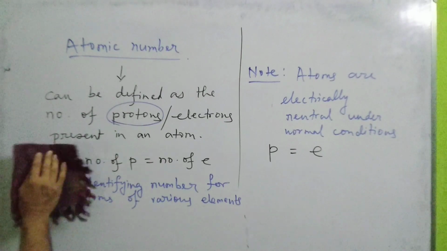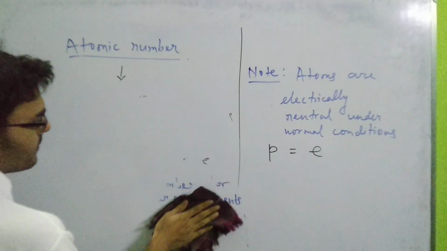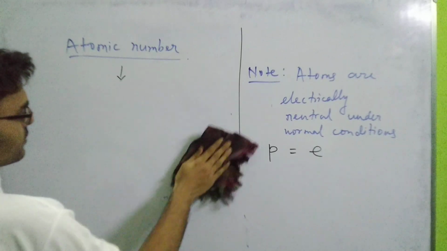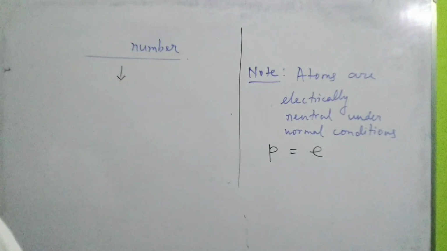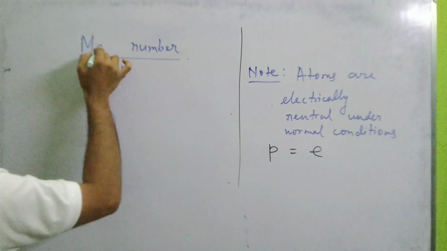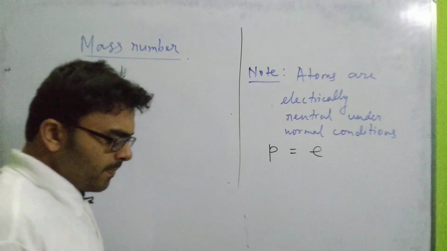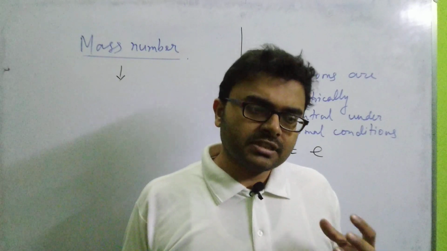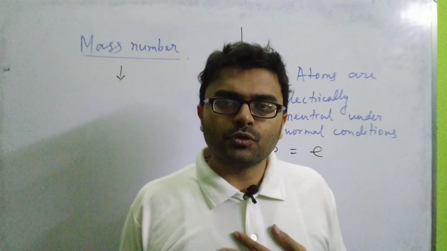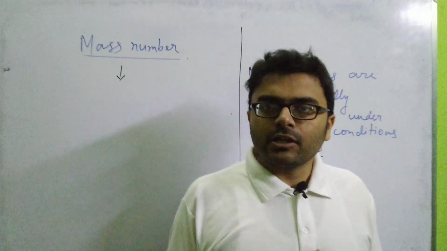So what is mass number? Let us see. Each atom in its nucleus has a definite number of protons and neutrons. If we add up the number of neutrons and protons, we get a number, and that number is regarded as the mass number of the atom.